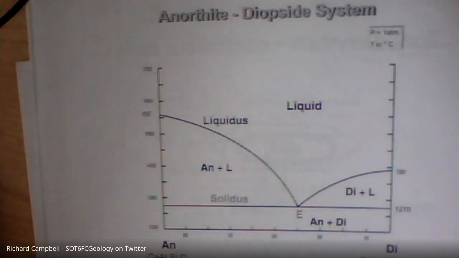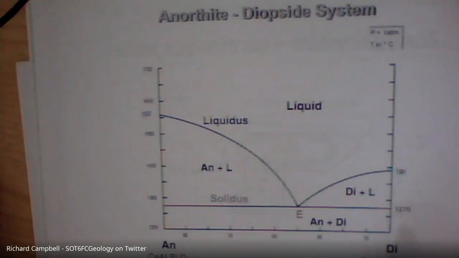Okay, so looking at these diagrams, we're going to look at the anorthite and diopside system. Now, as we looked before, it is a eutectic system. What that means is we've got two minerals in there.